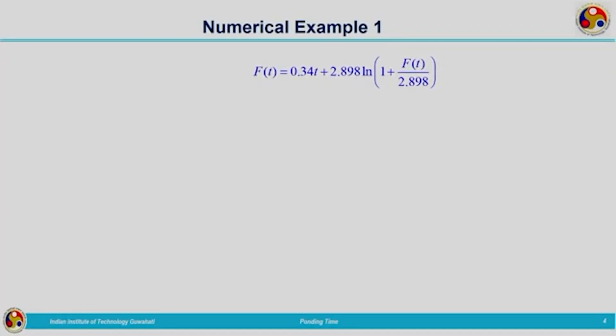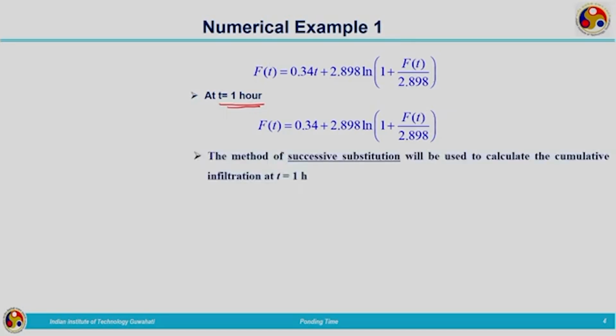I have repeated the equation from the previous slide over here, and we have been given that at time t equal to 1 hour we need to calculate all these things. So, we can substitute t equal to 1 hour. F of t is equal to 0.34 plus 2.898 ln of 1 plus F of t divided by 2.898. Here what we will do is make an assumption for F of t initially.